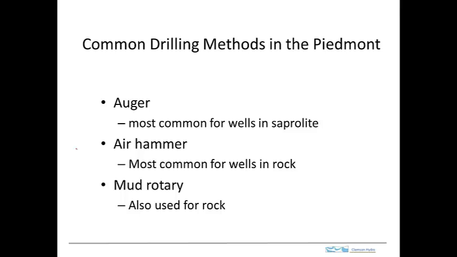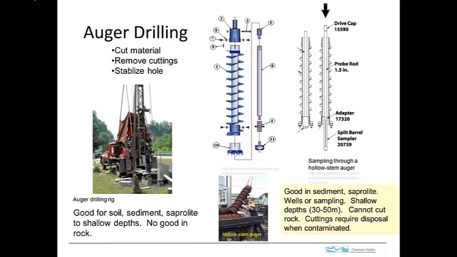So there are 3 main methods that are used in this area. Actually, 2 primary ones, I would say, in this area for creating wells. One is an auger, and another is the air hammer, and then the mud rotary in some cases. But these 2, the auger and the air hammer, are the most common methods of drilling wells in this area.